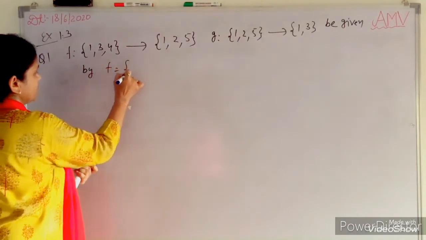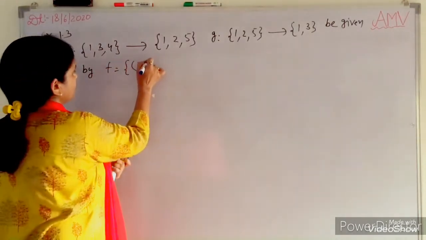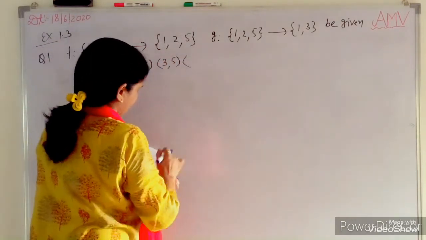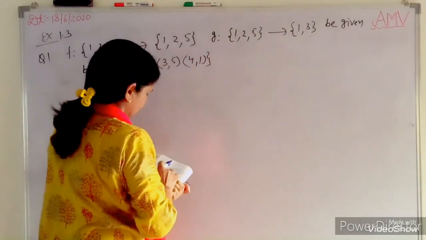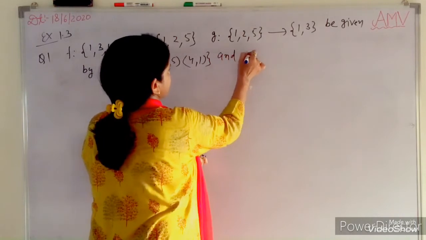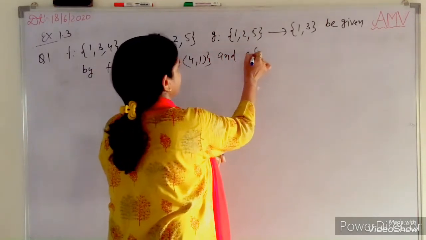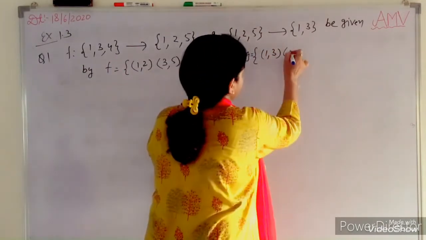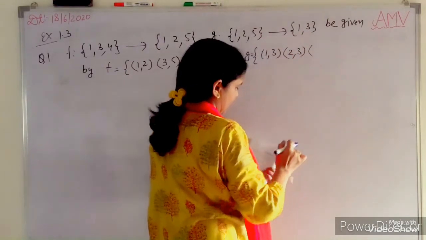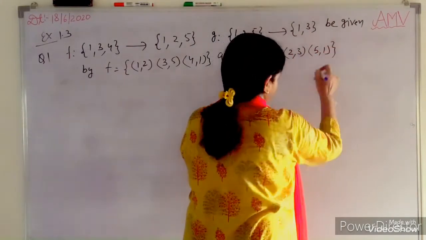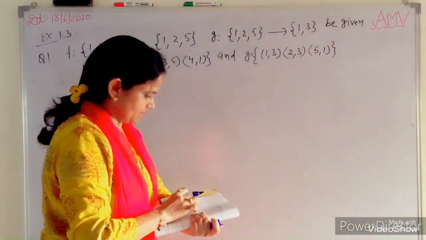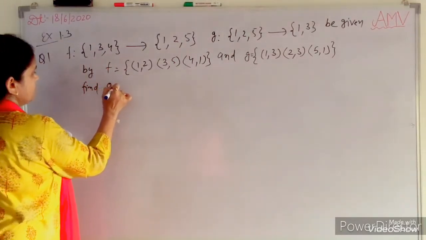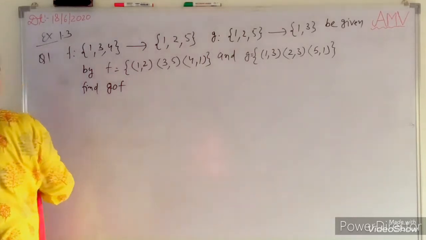F is equal to {(1, 2), (3, 5), (4, 1)} and G is {(1, 3), (2, 3), (5, 1)}. Write down GOF from this. Find GOF only. Okay, student?